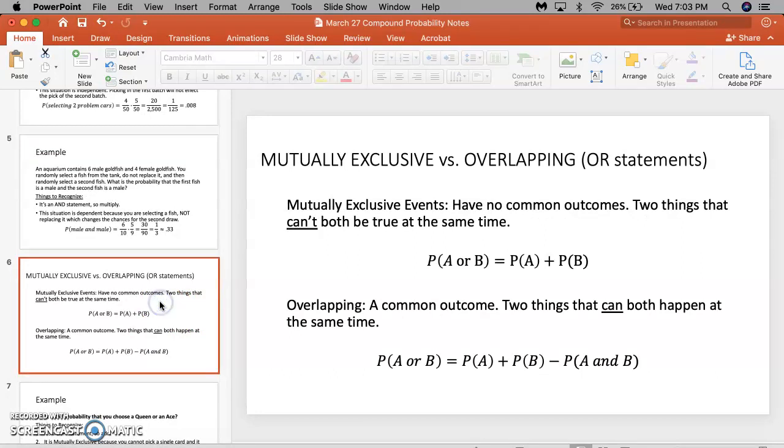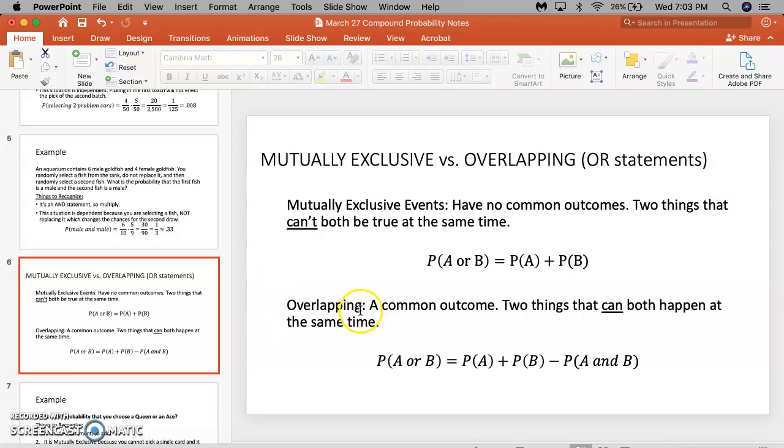Now let's go over some or statements. So we just went over and, these are or, okay? Or statements can either be mutually exclusive or overlapping, okay? Mutually exclusive means that they have no common outcomes and the two things can't both be true at the same time, so they cannot happen at the same time, okay? If they are mutually exclusive and it's an or statement, you're going to add them together. So the probability of A happening plus the probability of B happening, okay?